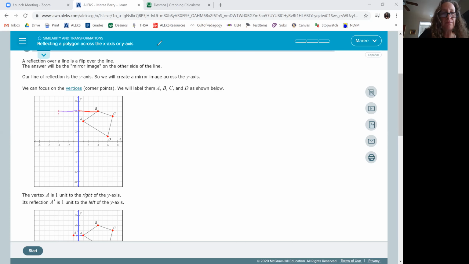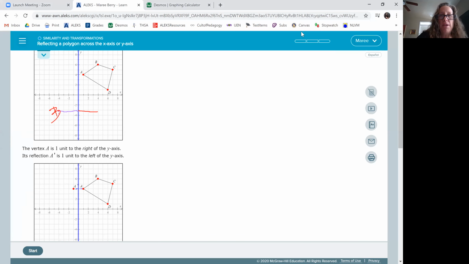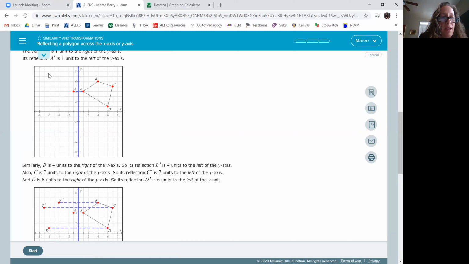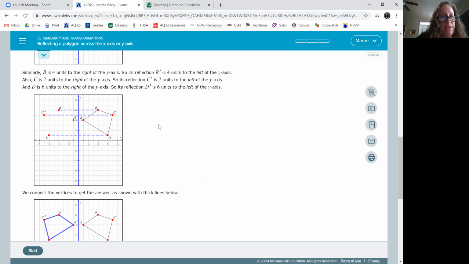So it's basically however far away it is on the one side, just go that far on the other. As you go down, let me erase all that. Okay, as we go down, they show A is 1 unit away, so they go 1 to the other side.